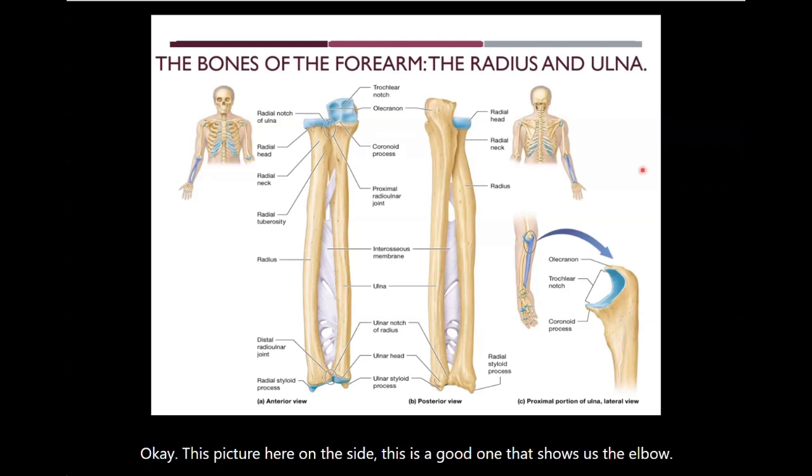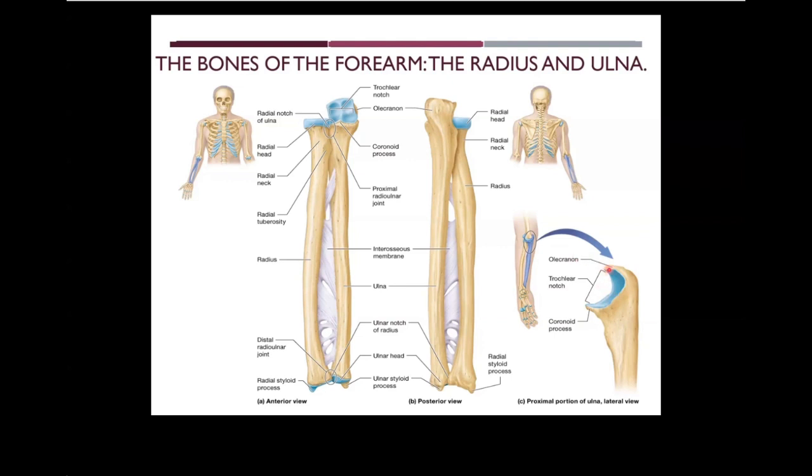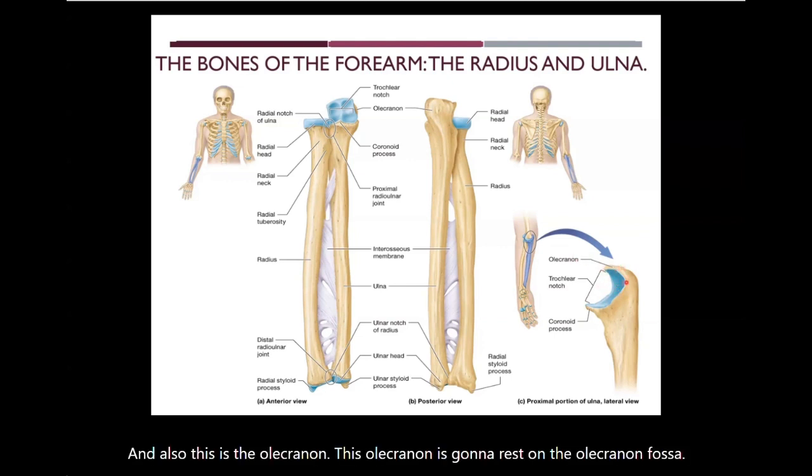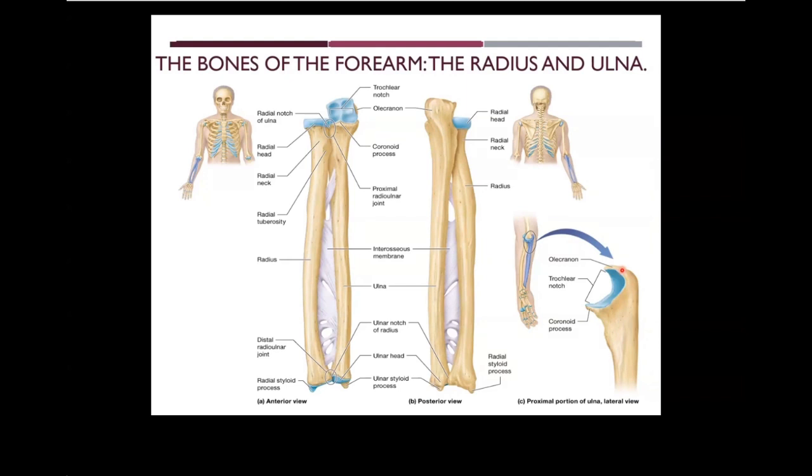This picture here on the side is a good one that shows us the elbow that we have. So that's the humerus. And then do you see how we have the trochlear notch where the trochlea is gonna sit on it? And also, this is the olecranon. This olecranon is gonna rest on the olecranon fossa, okay? And then that's what makes our elbow, okay?